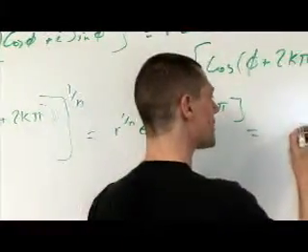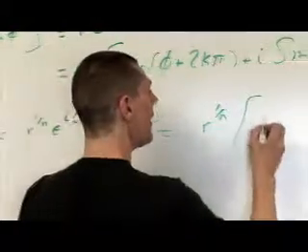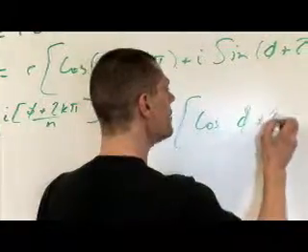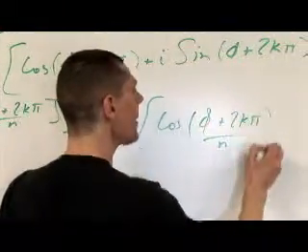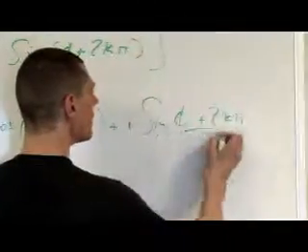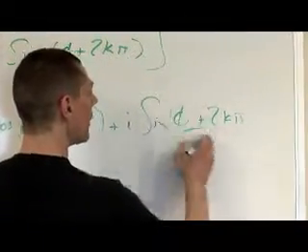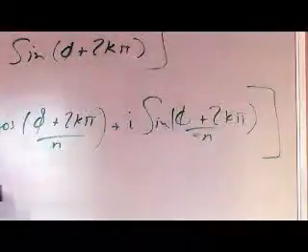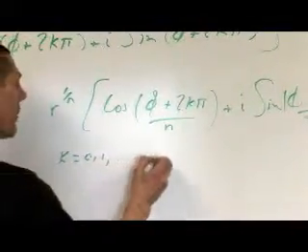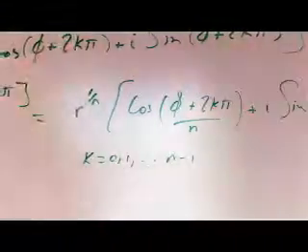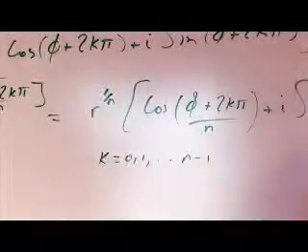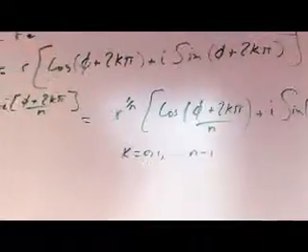And I'm just going on and on here, aren't I? This is r to the 1 over n times cosine((theta plus 2k pi) divided by n) plus i sine((theta plus 2k pi) divided by n). And k runs through 0, 1, to n minus 1, because once k hits n, the whole thing cycles again. You don't get anything new out of it. Okay, this is really wonderful and important.